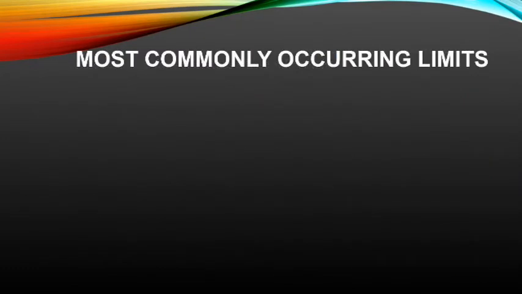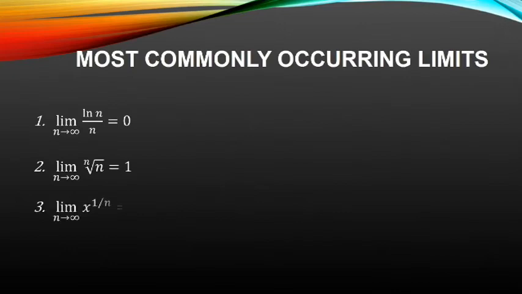So these are the most commonly occurring limits. We have the limit of ln n over n equal to 0 as n approaches infinity, and the limit of the nth root of n equal to 1 as n approaches infinity. The limit of x raised to 1 over n as n approaches infinity is equal to 1, where x is a positive number.